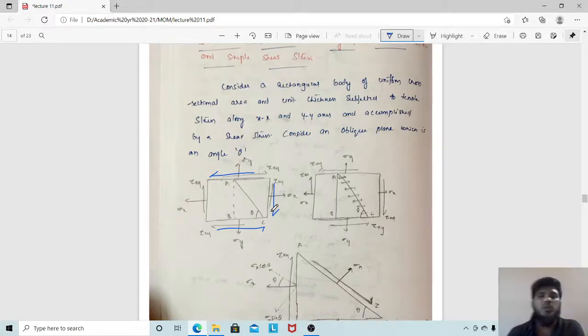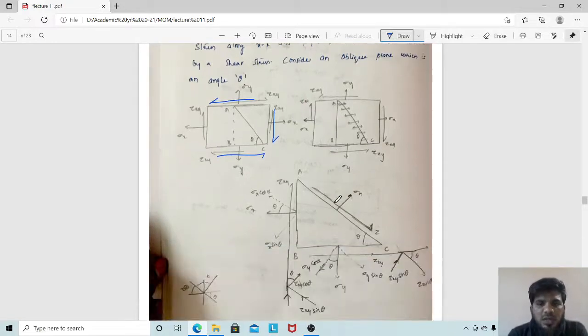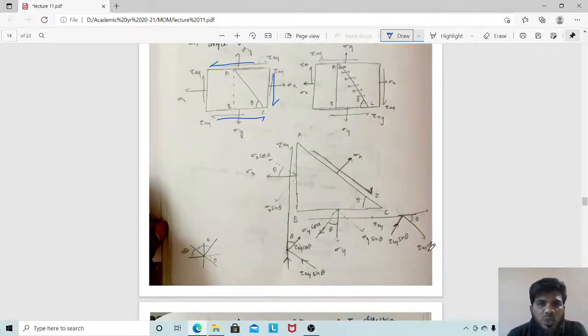Once you are done with this, consider a rectangular body of uniform section area and unit thickness subjected to these forces. What are the forces here? We have sigma x, sigma y, and tau xy. Once you are done, take the triangle ABC separately. Now resolve the forces. Already we have done this. This is theta, cos theta, sigma x, sin theta. Then tau xy is moving up. Just now we have done this.